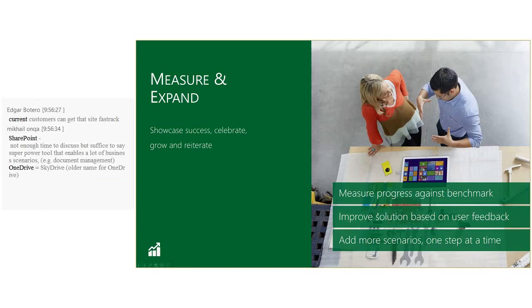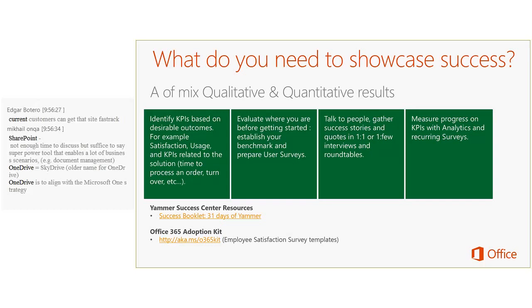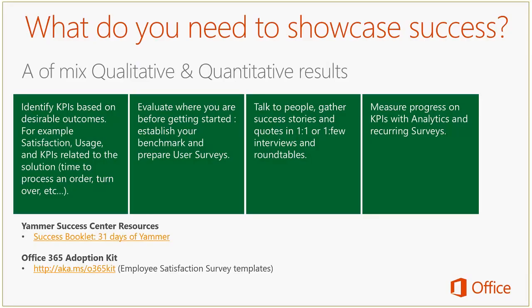You need also to think about how we capture information to showcase success. You need a mix of qualitative and quantitative results. So you need to be able to identify KPIs that will help showcase that the solution is working. And you can use various types of KPIs. Some people are just looking at usage KPIs, which is tricky because we have just a few usage KPIs. But if you think about it, if we look at the Yammer network or OneDrive for Business storage, it's growing. Engagement is growing on the network. Storage is growing on OneDrive for Business. Is that really showing success?